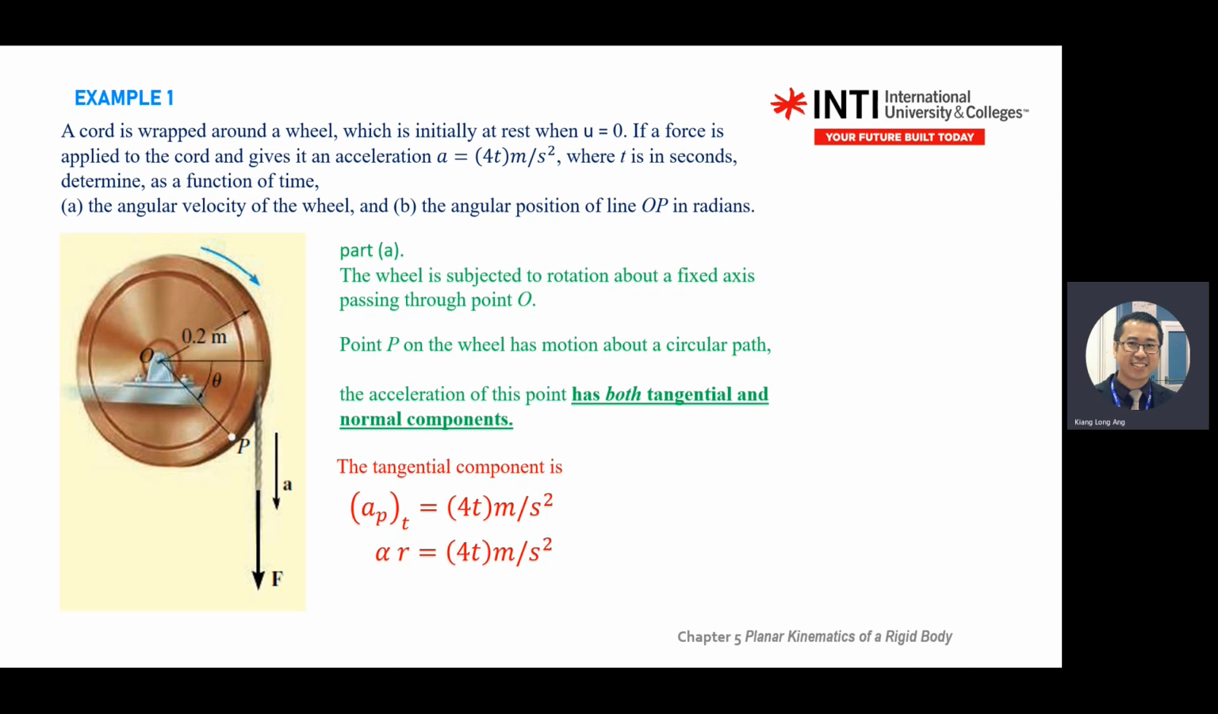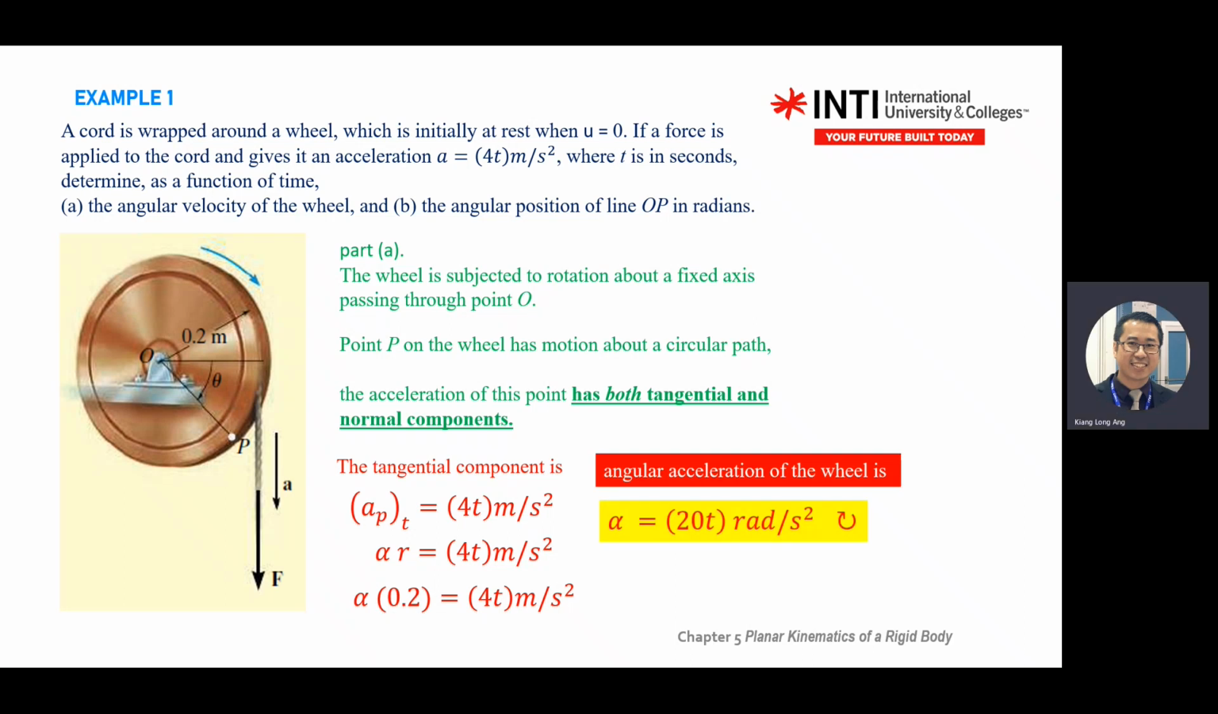Now it's not testing you on this one. You try to think what information you have. Then you try to group all the information together. All right. So tangent you already have. So you group them together. You have r is 0.2. So you have 4t. So you have alpha. Alpha is what? Angular acceleration.